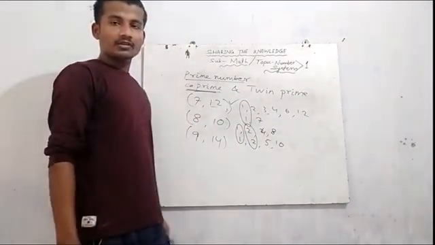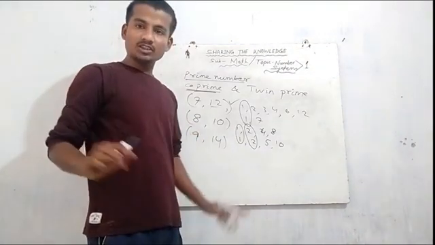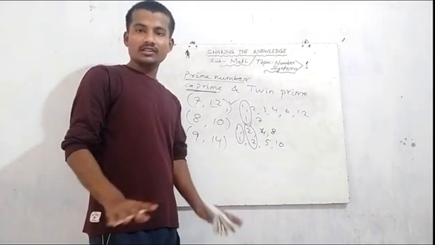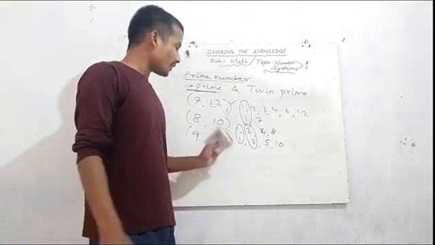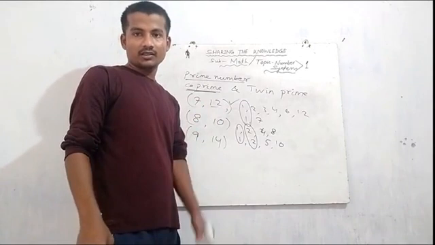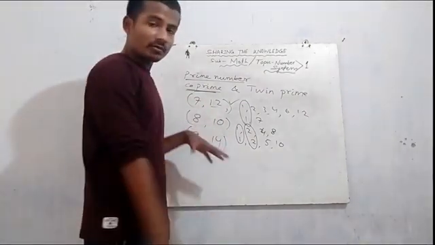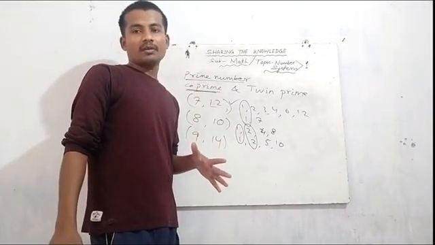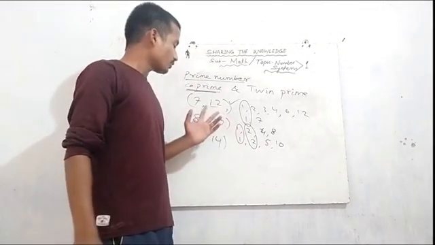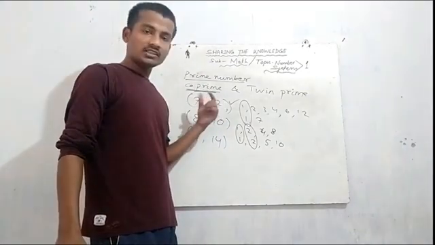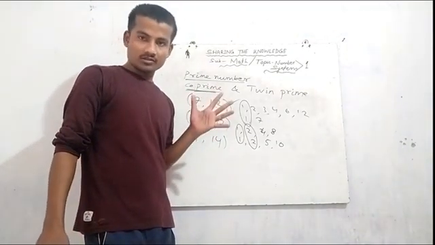So co-prime numbers don't need to be prime numbers, but their common factor should be 1. Okay, co-prime doesn't mean that the two numbers must be prime numbers. The common factor between the two should be 1. They can be even, odd, prime, or non-prime.